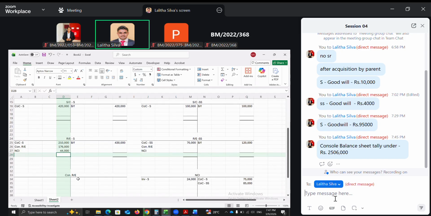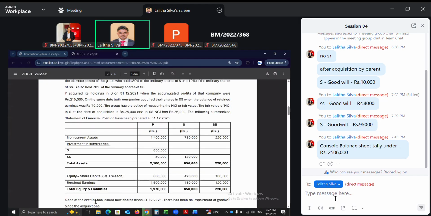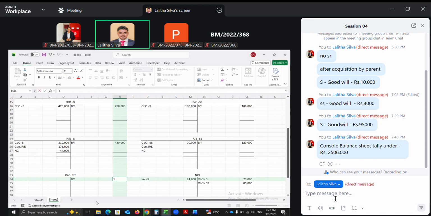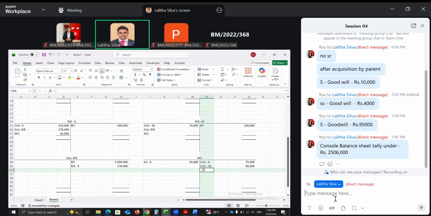To the consolidated retained earnings, the brought forward balance of the consolidated retained earnings is $1.5 million. Retained earnings of S, 176,000. NCI, retained earnings of S, 44,000. Okay.